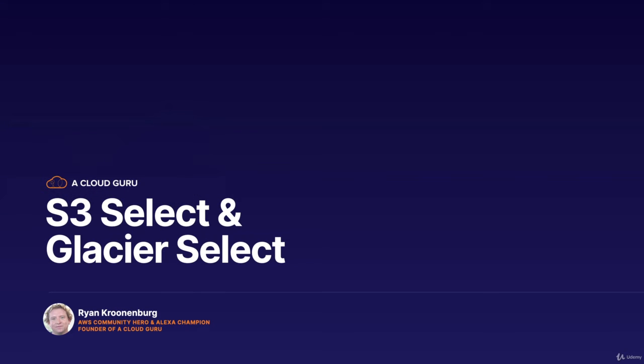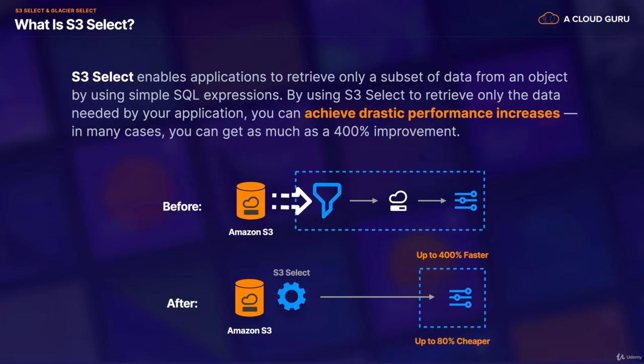In this lecture we're going to look at S3 Select and Glacier Select. So let's start with S3 Select. What is it? Well, basically it enables your applications to retrieve only a subset of data from an object by using simple SQL expressions. So it's a way of essentially pulling your data from S3 using SQL. By using S3 Select to retrieve only the data needed by your application, you can achieve a drastic performance increase, and in many cases you can get as much as a 400% improvement.